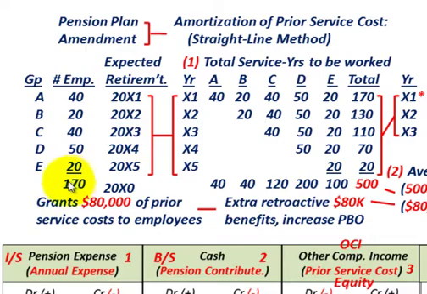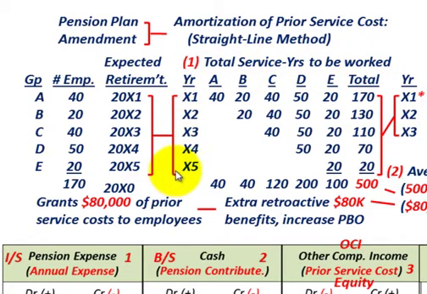So here we've got 170 employees, and we have to allocate this $80,000 to their prior service years. This $80,000 was granted in year 20X0, the previous year. So the first thing we have to do is determine the total service years to be worked by these employees.